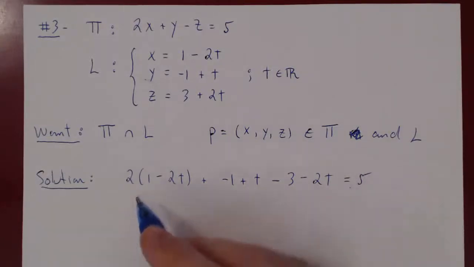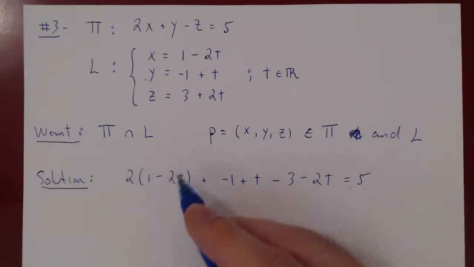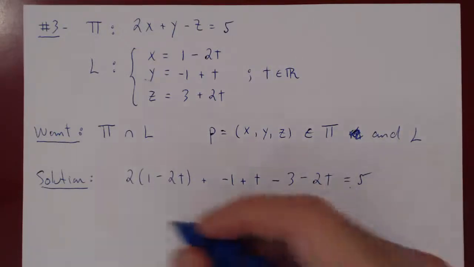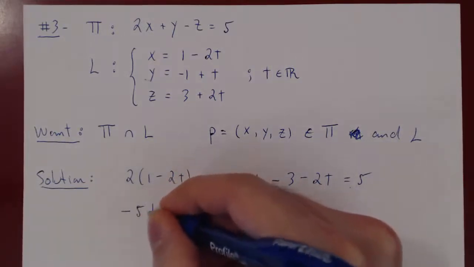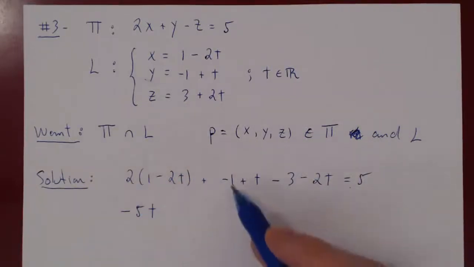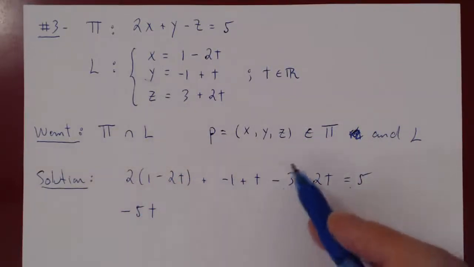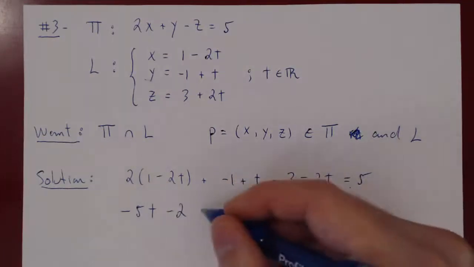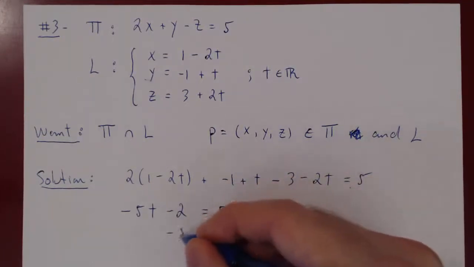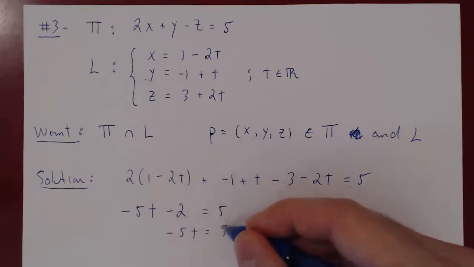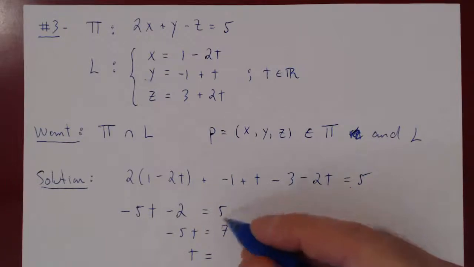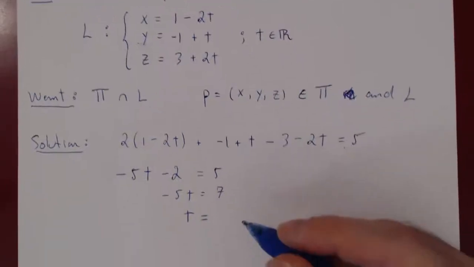Let's now solve for t. Well, what are we going to have for t? 2 times -2 is -4t, plus t is -3t, minus 2t is -5t. Constant terms: 2 minus 1 is 1, minus 3 is -2, and this must equal 5. So -5t must equal 7. Therefore t, we have a unique solution, must equal -7 over 5.